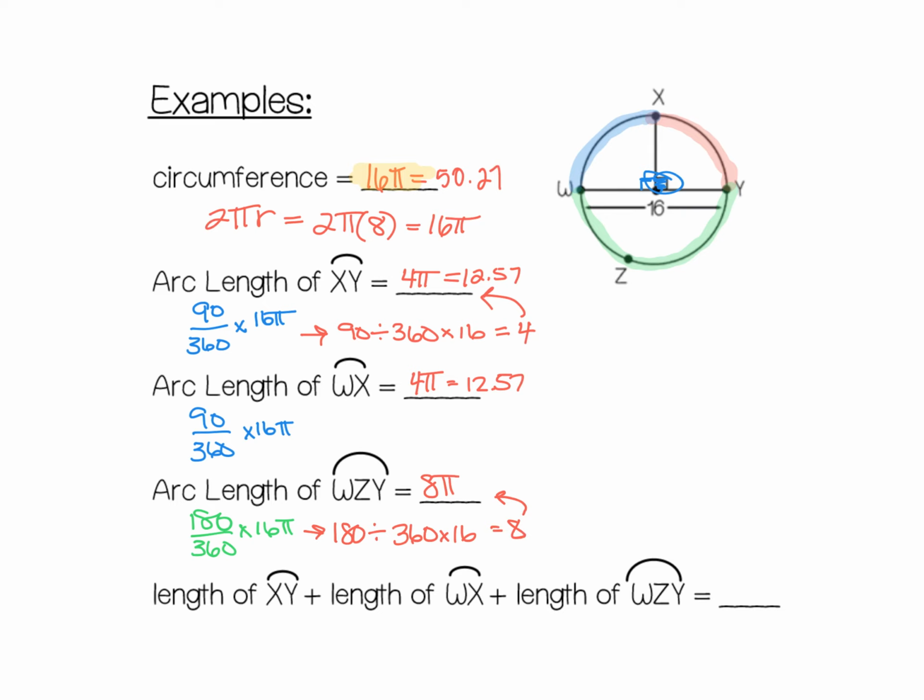And again, this makes sense, you guys. We have half the circle, so if our circumference was 16 pi, half of that should be 8. And the decimal equivalent here is 25.13.